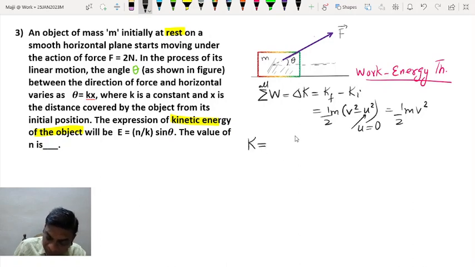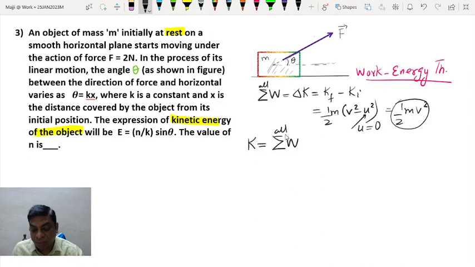So the final kinetic energy is simply the work done by all the forces. For that we have to draw the free body diagram. So in the free body diagram you will see that there are only three forces.